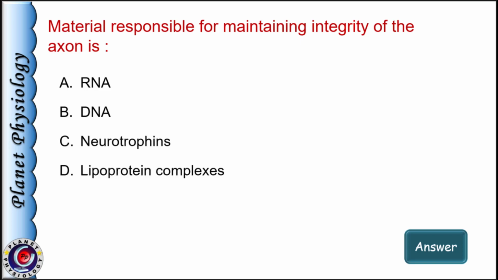Next question. Material responsible for maintaining integrity of the axon is A. RNA, B. DNA, C. Neurotrophins and D. Lipoprotein complexes. Okay, the correct answer is C. Neurotrophins.